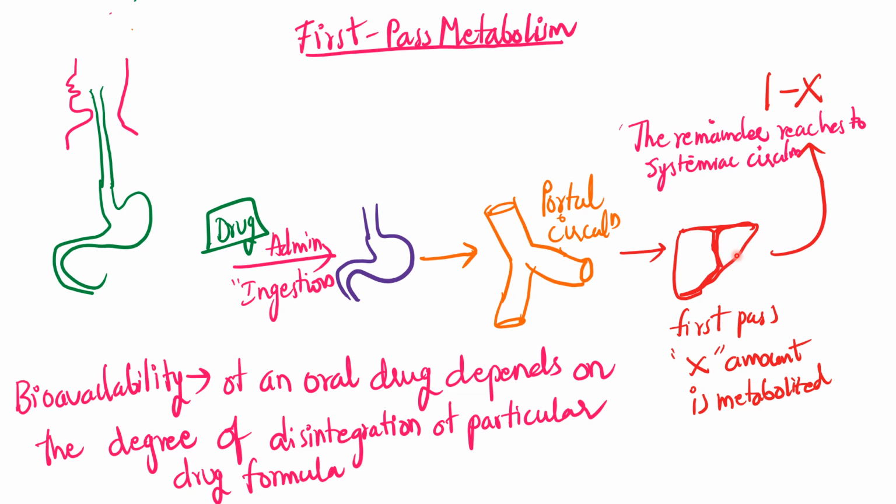Some of the drug is metabolized by the liver and the rest reaches the systemic circulation. For example, X amount is metabolized and the remainder, 1 minus X, reaches the systemic circulation. This is what we call first pass metabolism. Simply, before the drug reaches the systemic circulation, some of the drug is destroyed, metabolized by the liver or stomach or small intestine. That is what we call first pass metabolism.